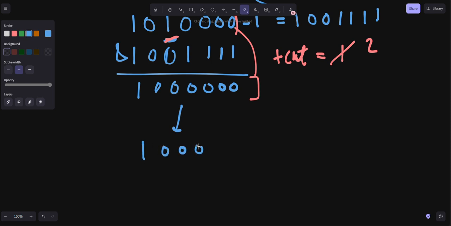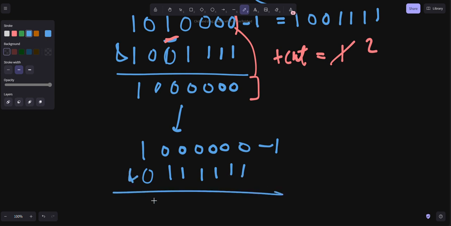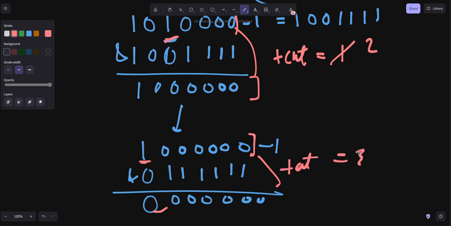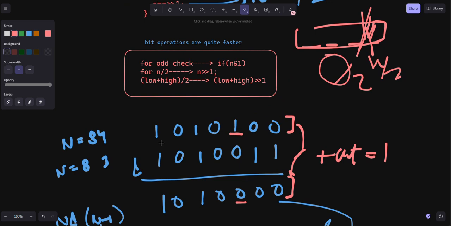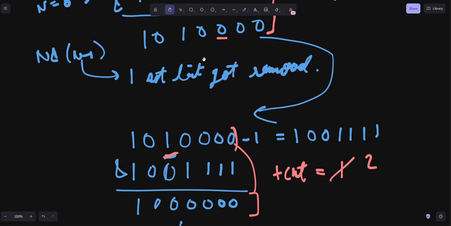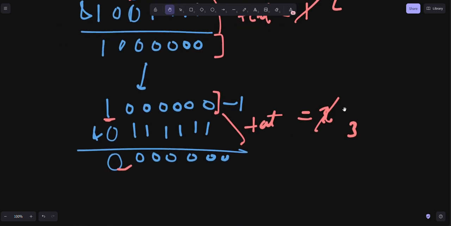So 1 0 0 0 0 0 0. If you minus 1 from this, you will get 0 1 1 1 1 1 1, right? And if you do the AND operation again, you will make everything 0. So now again compare this with this. You made this 0, so again plus count will happen, which will make 2 as 3. Now you can see the number of set bits here were 1, 2, 3. As you removed the bits one by one, you got the count as 3.